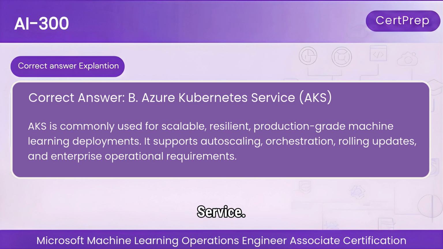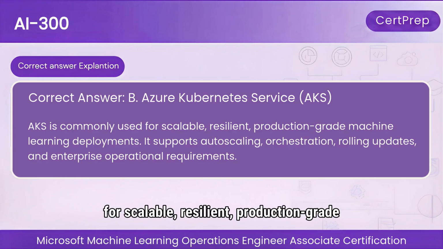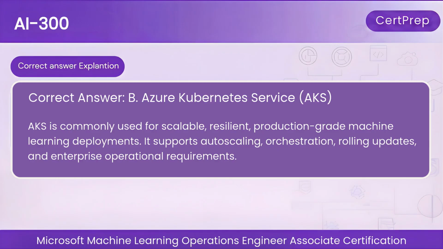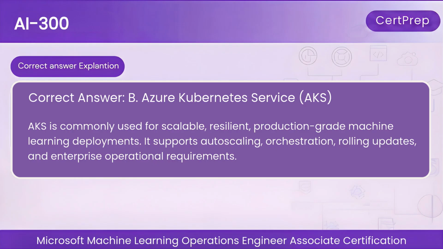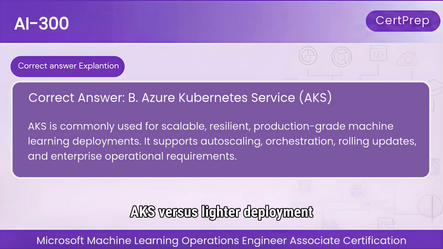Azure Kubernetes Service. AKS is commonly used for scalable, resilient, production-grade machine learning deployments. It supports auto-scaling, orchestration, rolling updates, and enterprise operational requirements. For the AI-300 exam, understand when to use AKS versus lighter deployment options like Azure Container Instances.